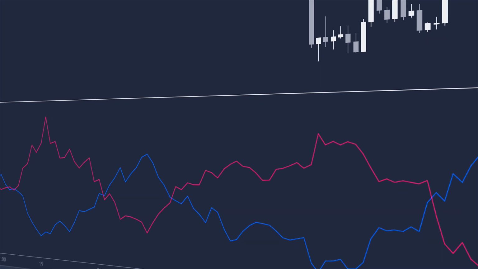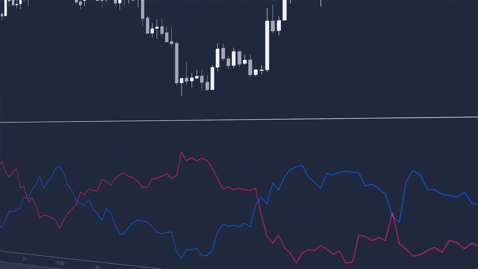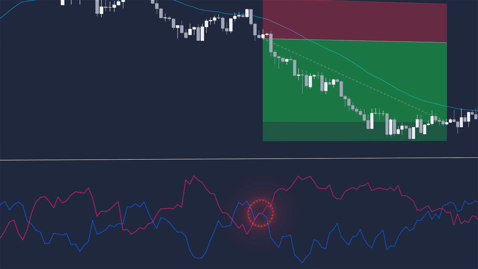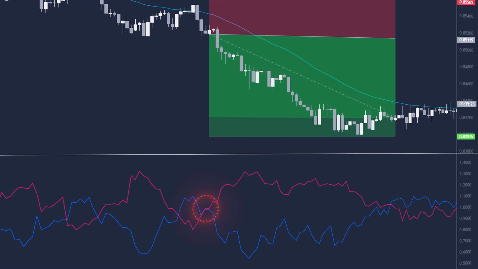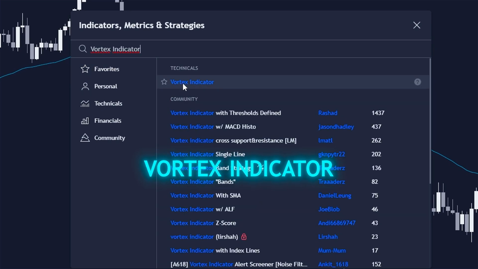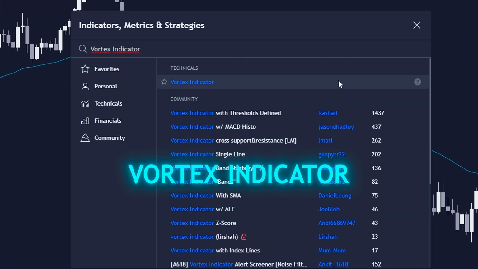It is an excellent indicator to confirm trends and avoid getting caught in false market movements. It works very well when you combine it with a trend indicator like FRAMA. You can find this indicator in TradingView, searching for it by the exact name Vortex Indicator, and add it to the chart.